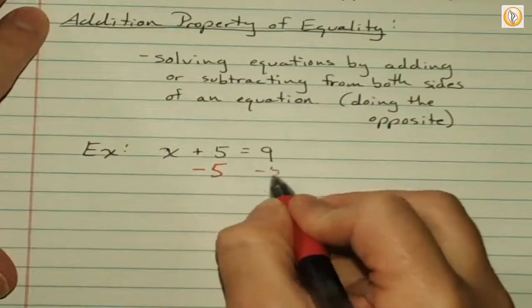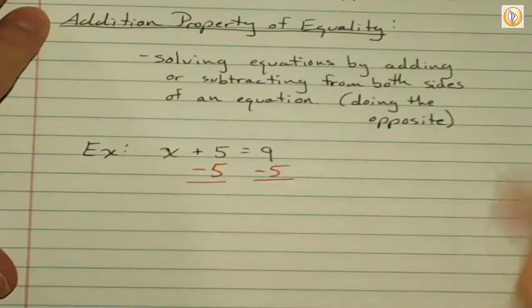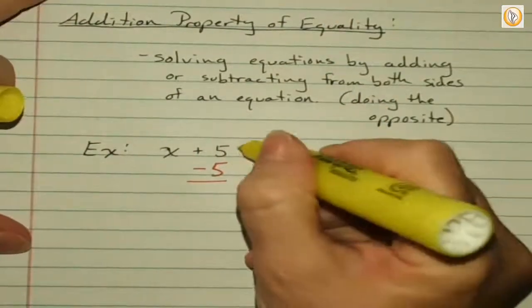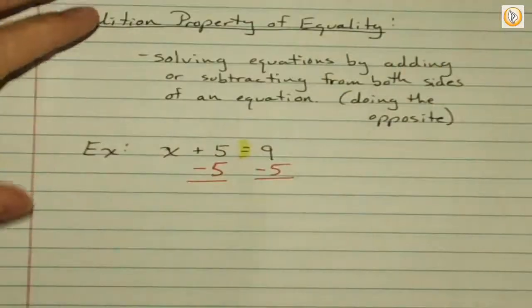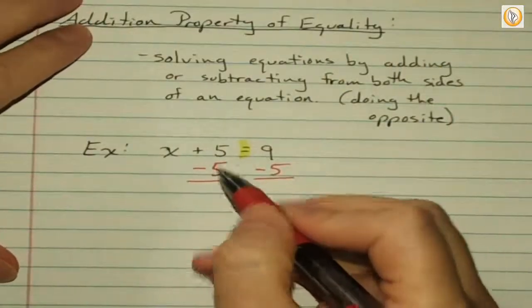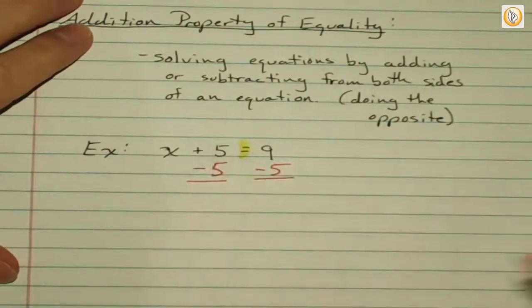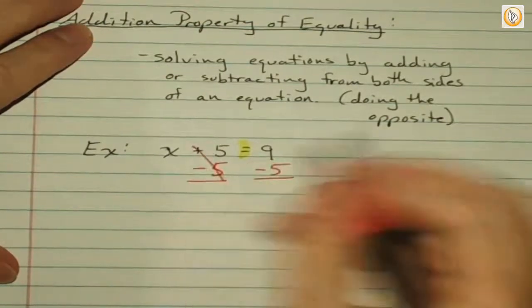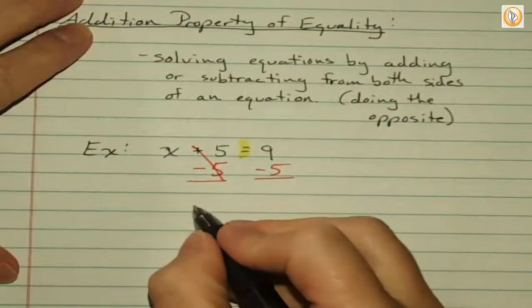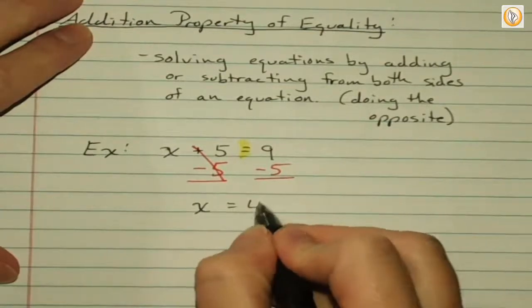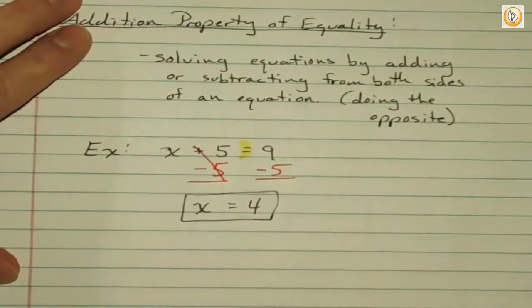-5, and you do it on both sides of the equal sign. So what I said, 9 minus 5. So 5 minus 5 cancels out. And you have x equals 4. That is what we're doing today.